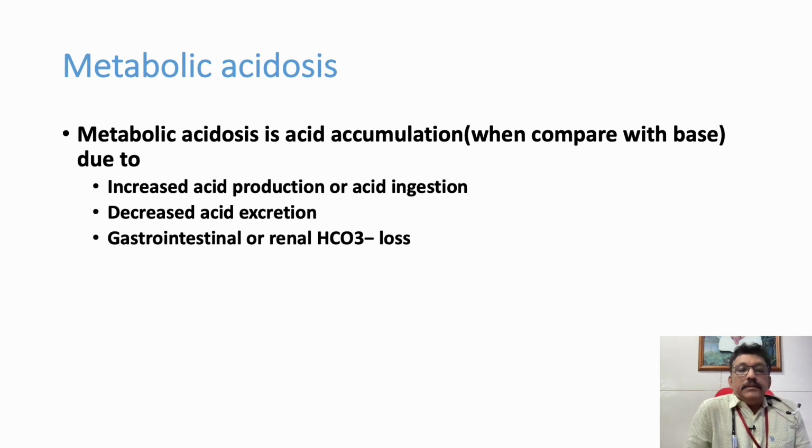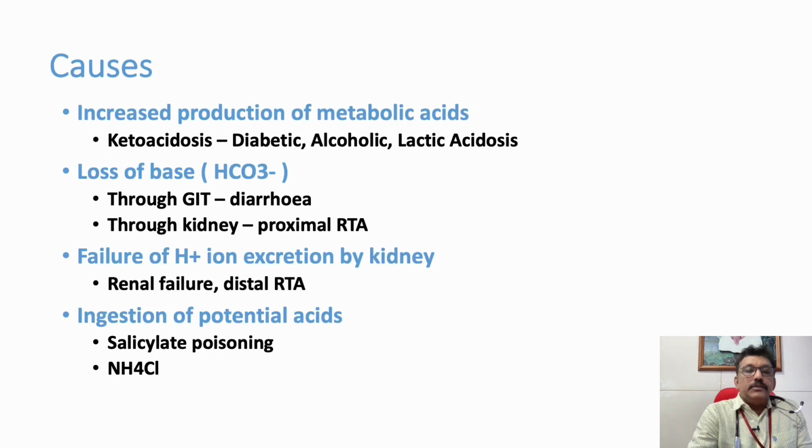Metabolic acidosis is acid accumulation due to increased acid production or acid ingestion, decreased acid excretion, or gastrointestinal or renal bicarbonate loss. So either acid is produced more, or there is decreased acid excretion, or increased bicarbonate loss. These are the major causes for metabolic acidosis.